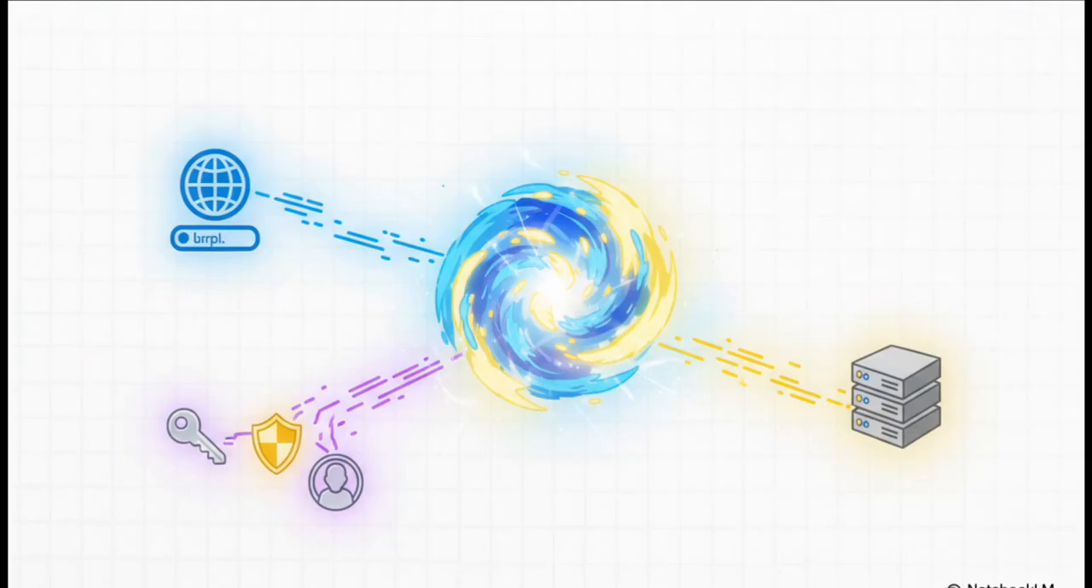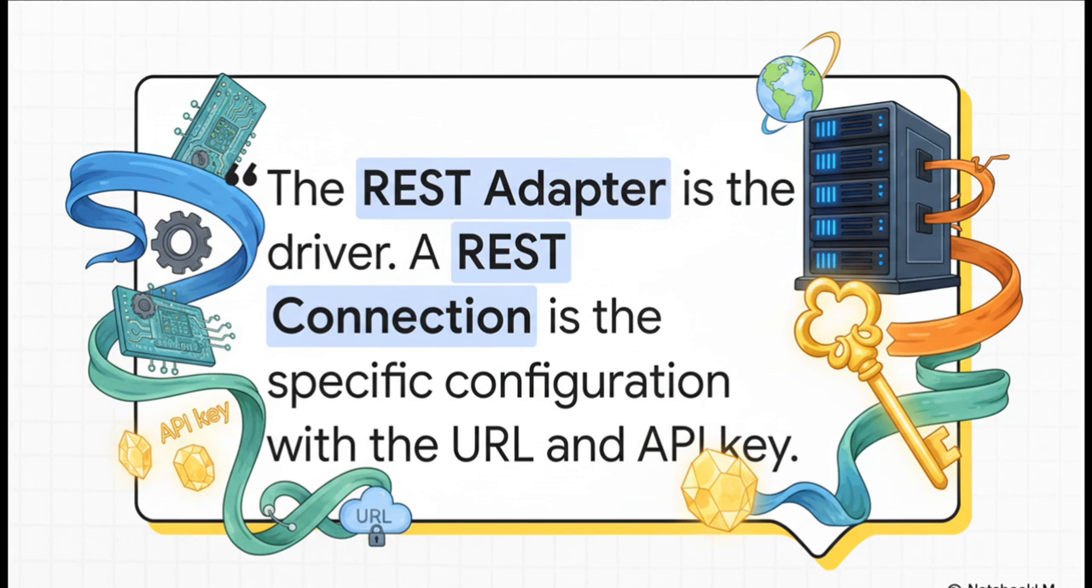And what kind of details are we talking about? Well, it's all the critical stuff you need to actually make it work. Things like the specific URL you need to hit, the security info, your API keys, your username and password, and maybe even stuff like an agent group if you're connecting to something on-premise. It's this unique mix of details that makes a connection, well, a connection. I love this quote because it just nails it. The REST adapter is the driver, that's the how. A REST connection is the specific setup with the URL to, say, google.com and the API key you need to use. That's the what. See? Blueprint versus the actual thing.